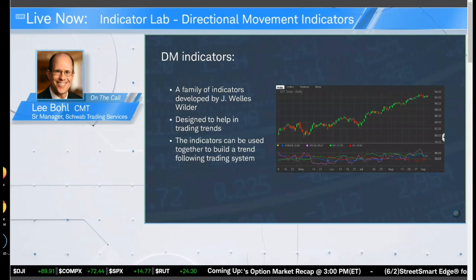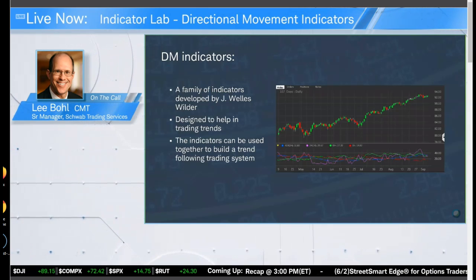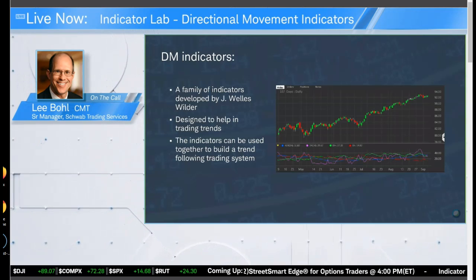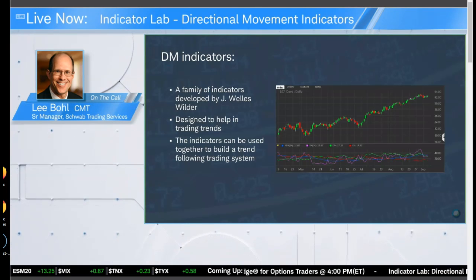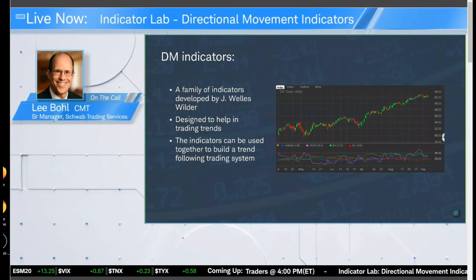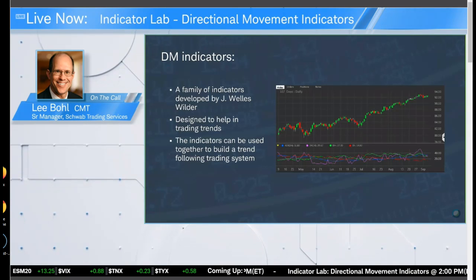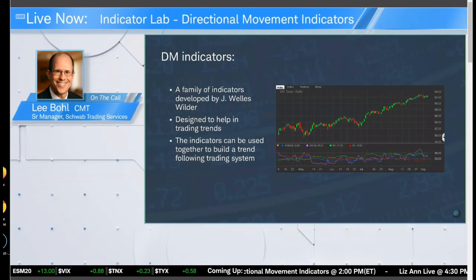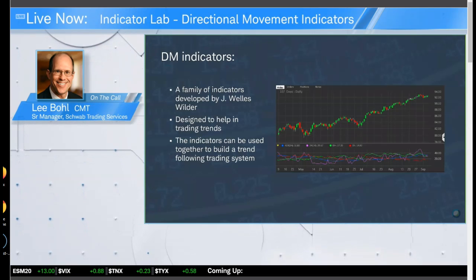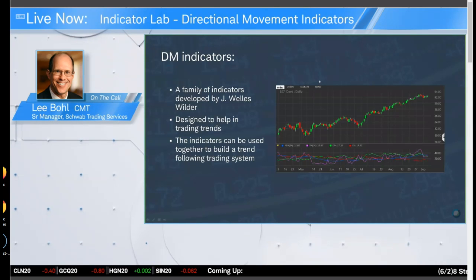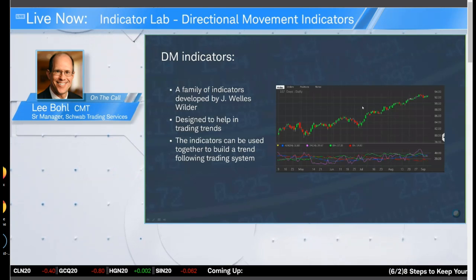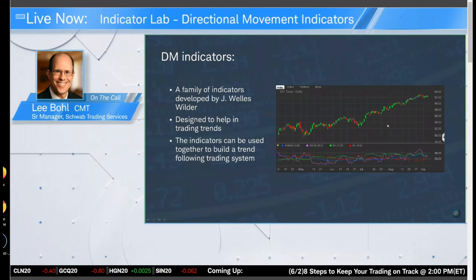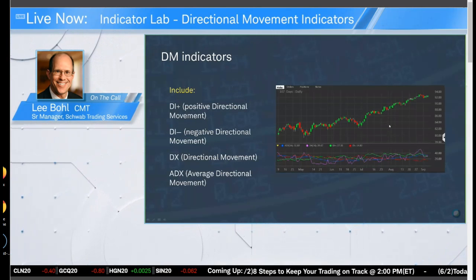It was during his time trading commodities that he developed not only these, but a lot of other popular indicators you might have heard of: the RSI, Relative Strength Index, the Commodity Selection Index, the Parabolic Stop and Reverse, among many others. So very prolific. He designed this set to help him trade trends, and he put them together to build a trend following trading system. So we will go over what that system is coming up here in just a second.